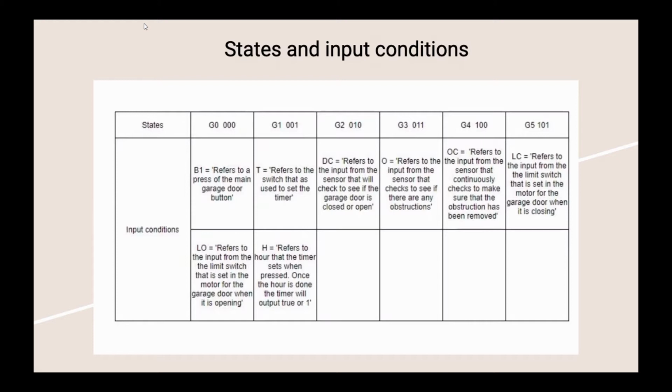LC refers to our limit switch that is set when our garage door is closing. I'll talk a little bit more about that when I get to my ASM chart. LO refers to the same thing, but when the garage door is opening. And H refers to the hour that the timer sets.